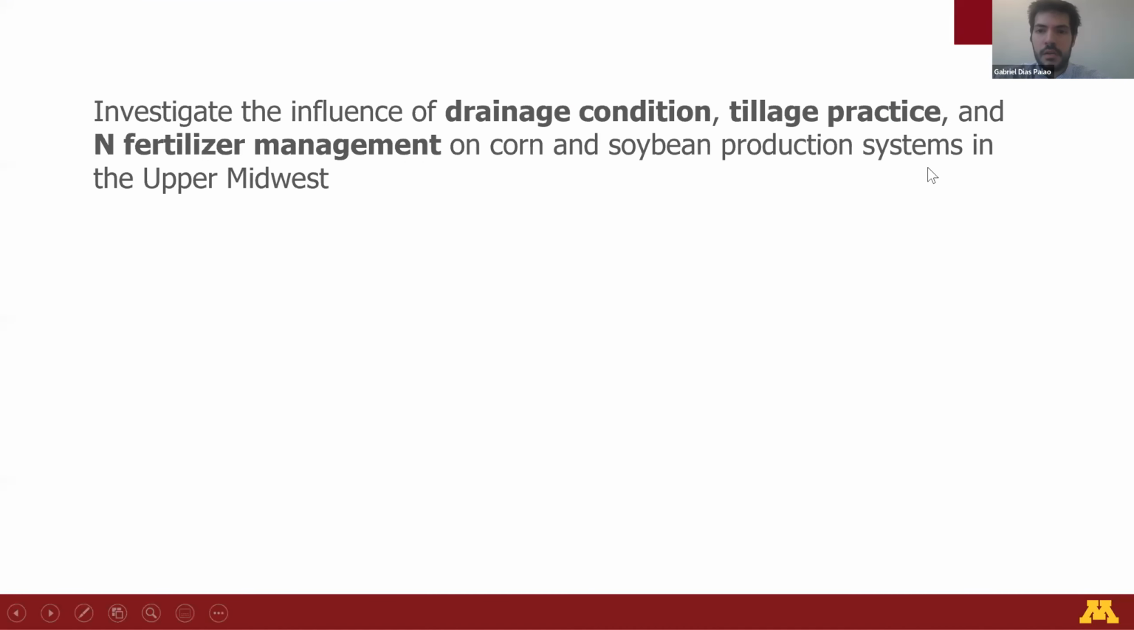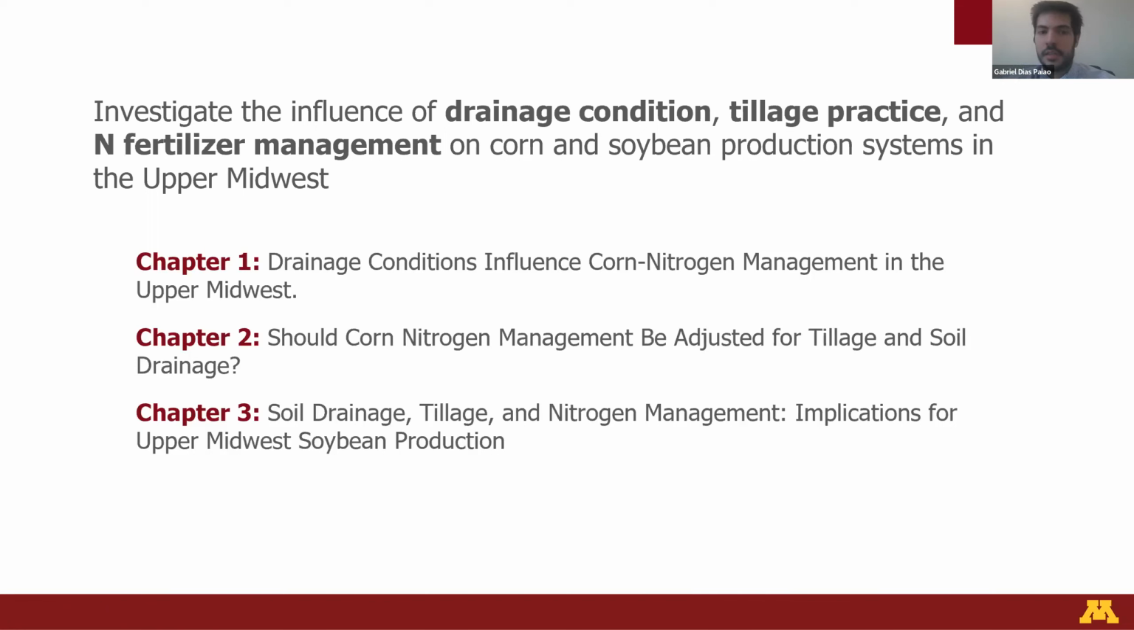And so the main goal of this study was to investigate the influence of drainage condition, tillage practice, and nitrogen fertilizer management for corn and soybean production systems in the upper Midwest. This study was divided in 3 chapters. Chapters 1 and 2 are about the corn side, and chapter 3 is about soybeans. And I'm going to go through all of these during the presentation.